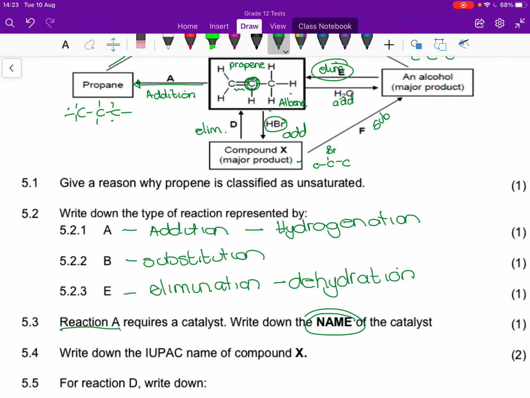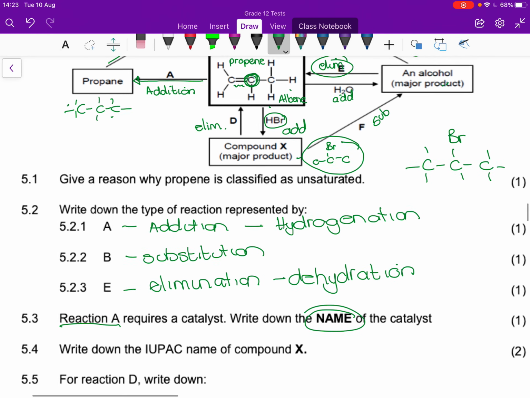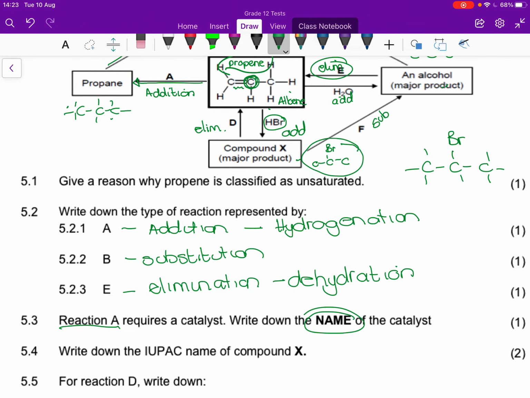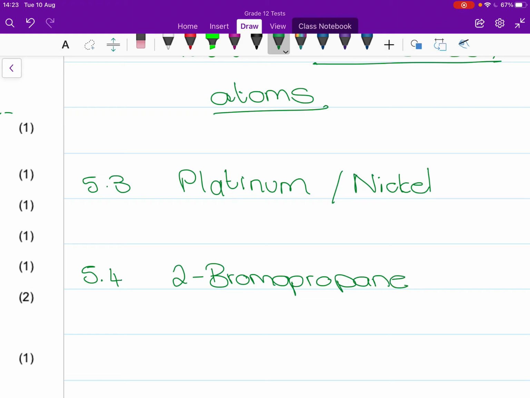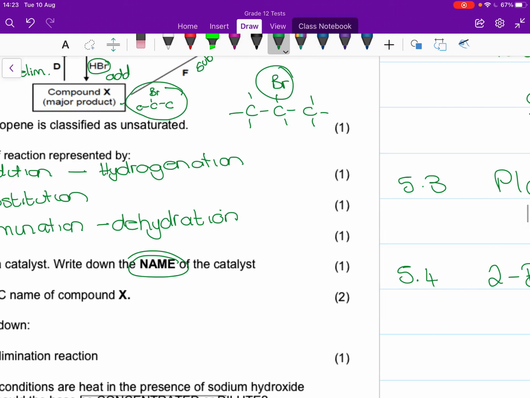Oh, look here. Write down the IUPAC name of compound X. I've almost drawn it, so we know that it's going to do this. That's going to go there. All right. I started with prop. It's going to be prop. That's not going to change. My bromine is on the second one. That means this answer becomes 2-bromopropane. Alright, 2-bromopropane. Don't forget it's all one word. Don't forget the dash.